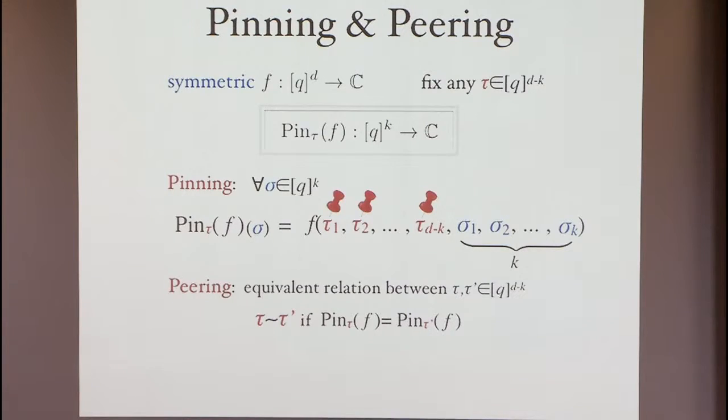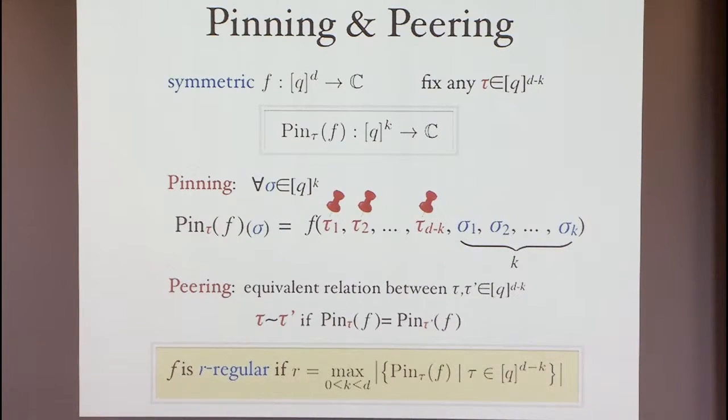So the number of such equivalence classes gives a natural measure of the intrinsic dimensionality of a symmetric function. For the parity function, it's just 2. So this leads us to the key concept of our project.